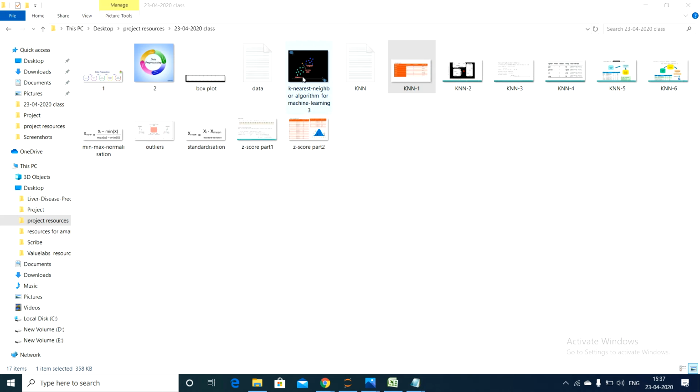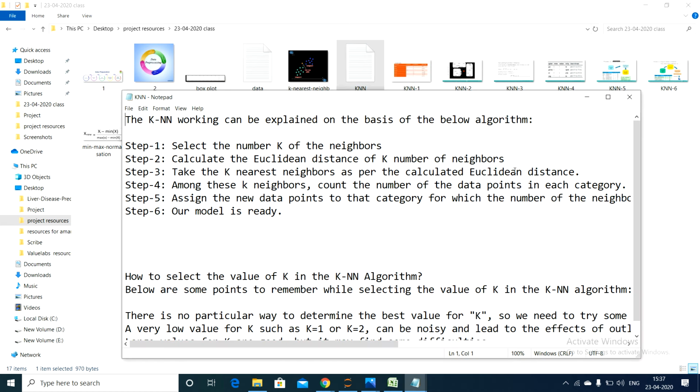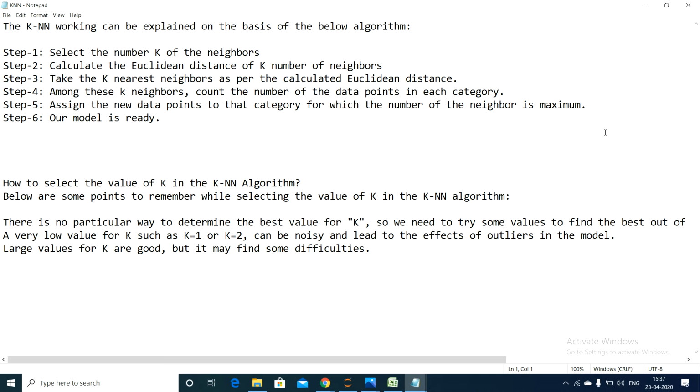It is called a lazy learner algorithm. Let us see how the KNN algorithm is working. First, we need to select the number of k points, the number of neighbors. Second, we need to calculate the Euclidean distance of the k neighbors. Next, take the nearest neighbors as per the Euclidean distance calculations. Among these k neighbors, count the number of data points in each category. Assign the new data point to the category for which the number is maximum.